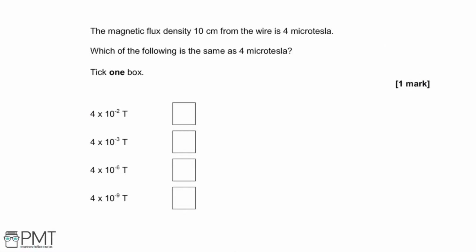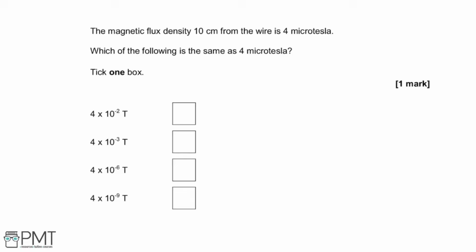The magnetic flux density 10 centimeters from the wire is 4 microtesla. Which of the following is the same as 4 microtesla? Tick one box. We've got 4 times 10 to the minus 2 Tesla, 4 times 10 to the minus 3 Tesla, 4 times 10 to the minus 6 Tesla, or 4 times 10 to the minus 9 Tesla.